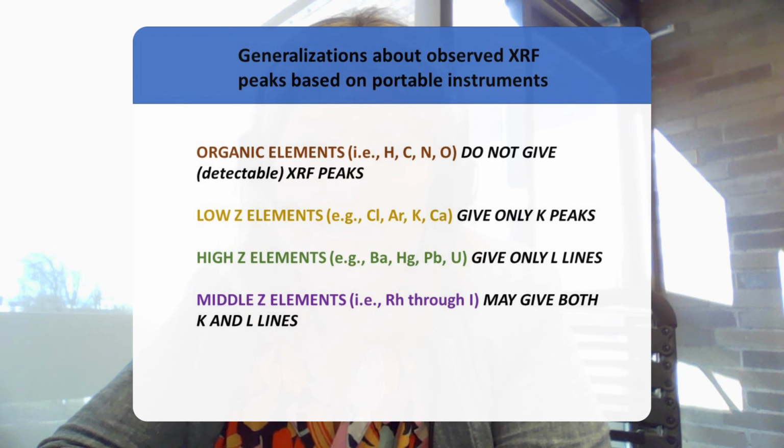High Z elements, such as barium, mercury, lead, and uranium, give only L lines. The K lines from these elements are too high in energy. These electrons have high binding energies and cannot be removed with the limited voltage available in field portable instruments, which can be up to about 50 kiloelectron volts, sometimes only 40 kiloelectron volts.